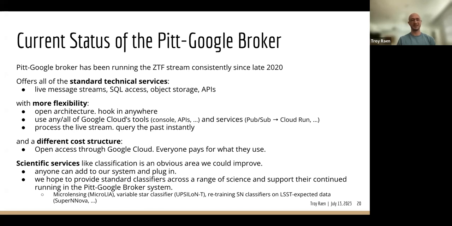Now, scientific services like classification is an obvious area that we could improve. Certainly in principle, anyone can add to our system. You can plug in, and we'll talk more about that in the upcoming slides. But we certainly hope to provide standard classifiers across a range of science within the Pitt-Google Broker system. We know that people are definitely going to want some basic classifications, if for nothing else, just to narrow down that stream a little bit and get the subset of things that you might be interested in processing further. So we've got some things ongoing. Michael's working on a little microlensing stuff and some other things like that that we plan to support.